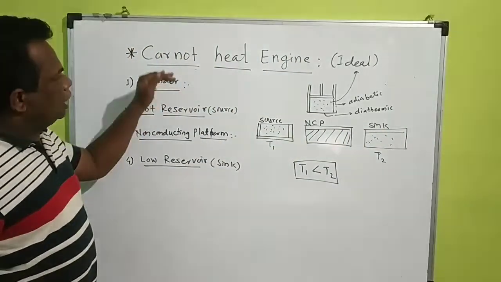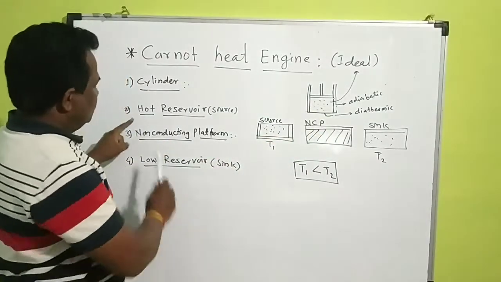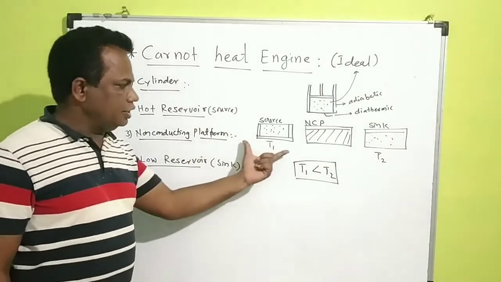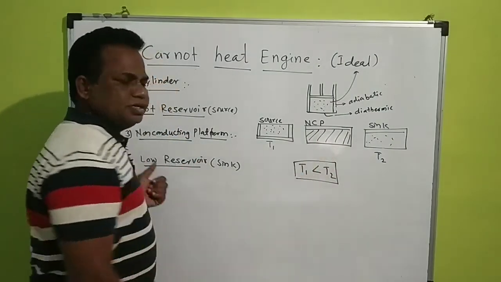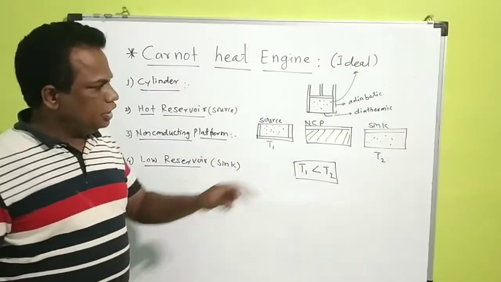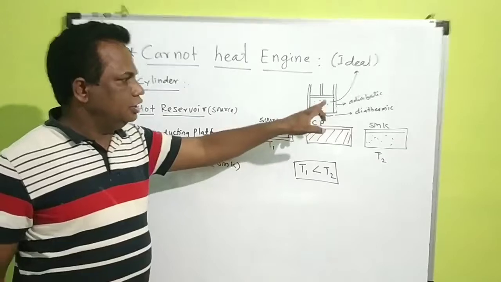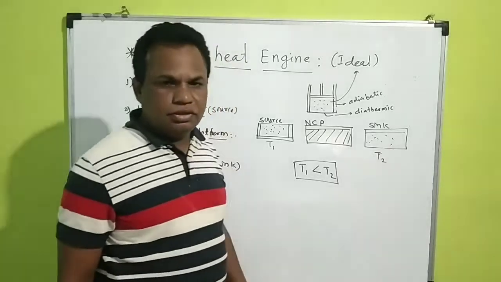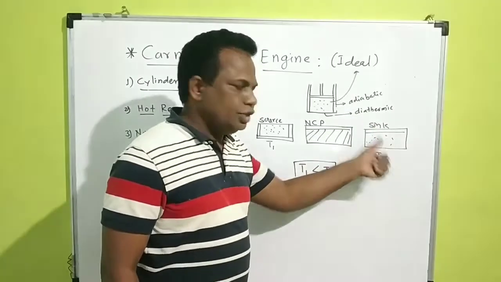So overall, the Carnot heat engine consists of the working substance, the hot reservoir, that is called as the source having higher temperature, non-conducting platform, that means only it is a substance where when you put the cylinder on this non-conducting platform, then there is adiabatic changes takes place in the working substance. And when you put this working substance on a sink, then what will happen? The remaining amount of energy is given to the sink.